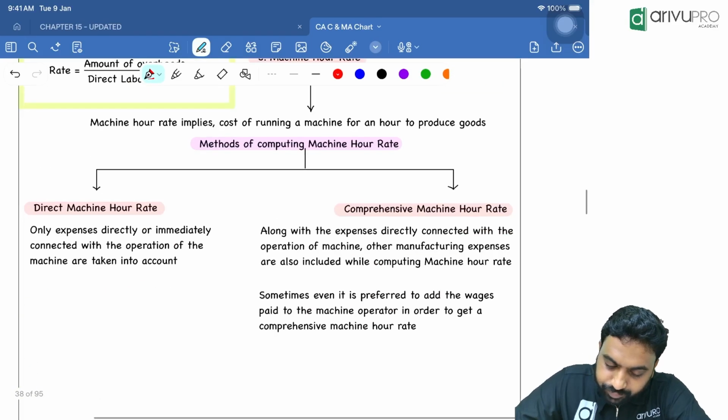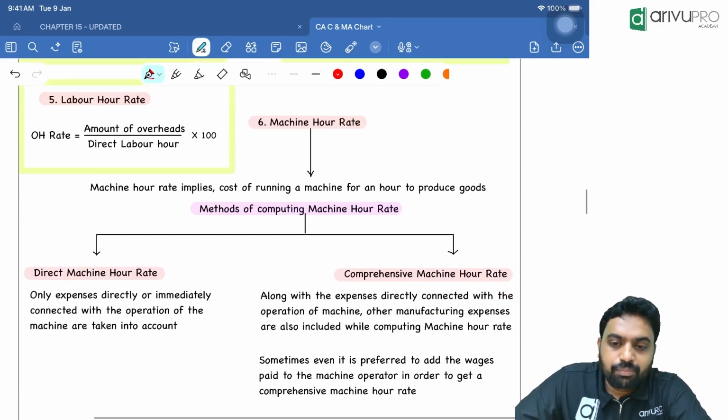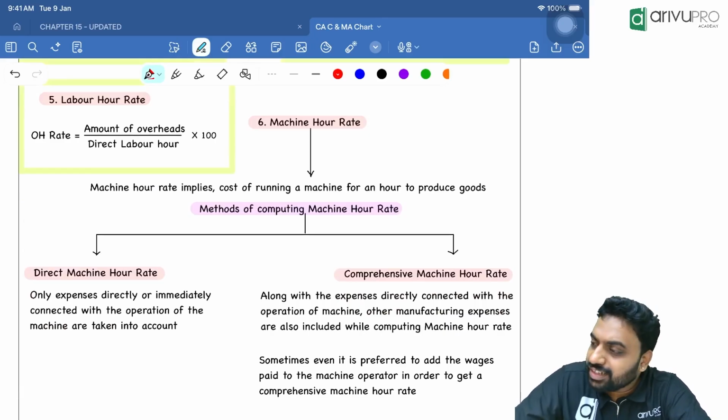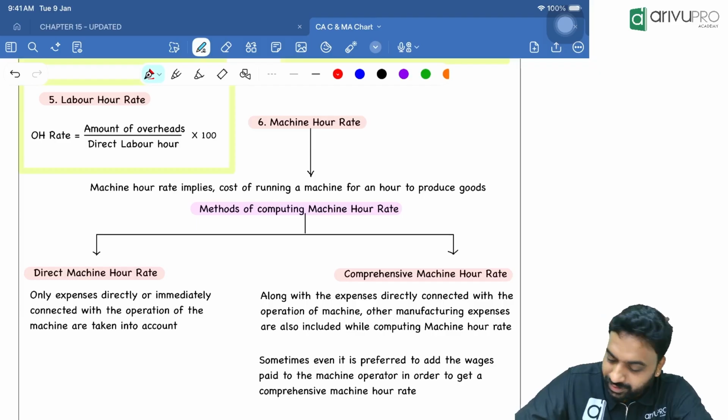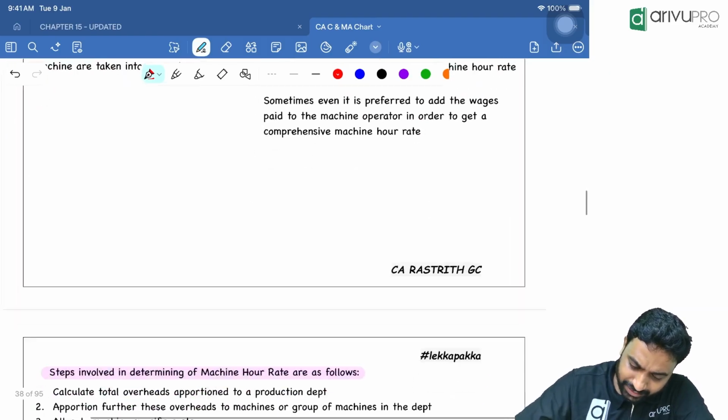Now listen. Machine hour rate. What is this machine hour rate, sir? Machine hour rate implies cost of running a machine for an hour to produce goods. And we can compute it in two ways. One is direct machine hour rate. One more is comprehensive machine hour rate. What is this direct machine hour rate?